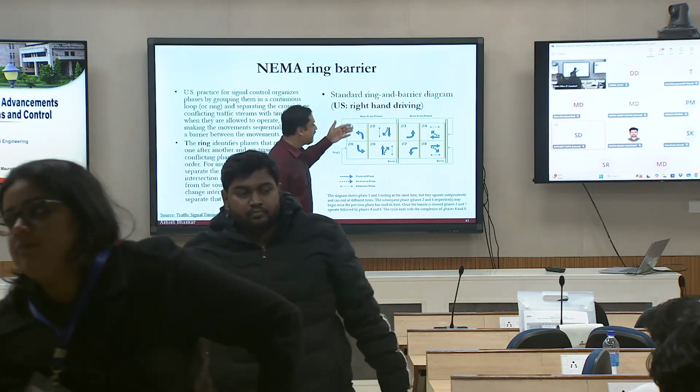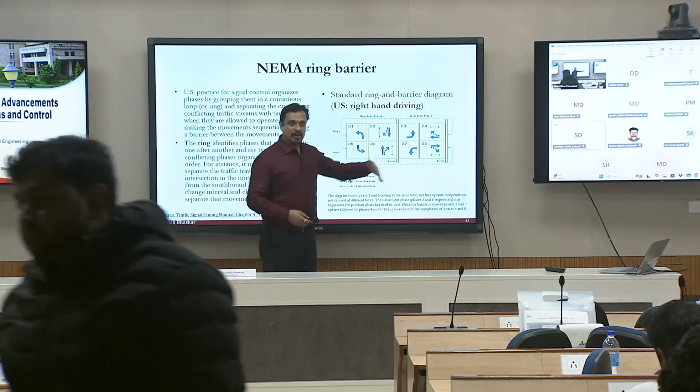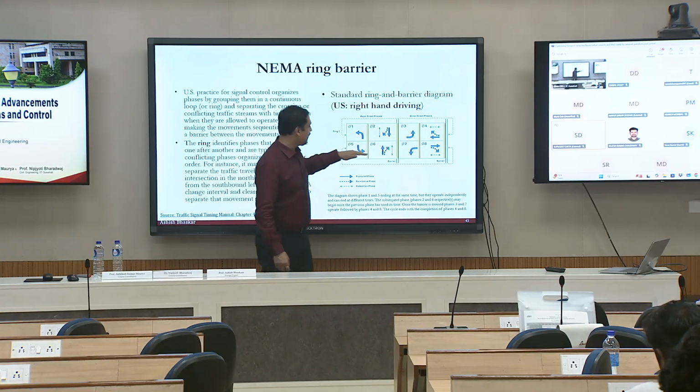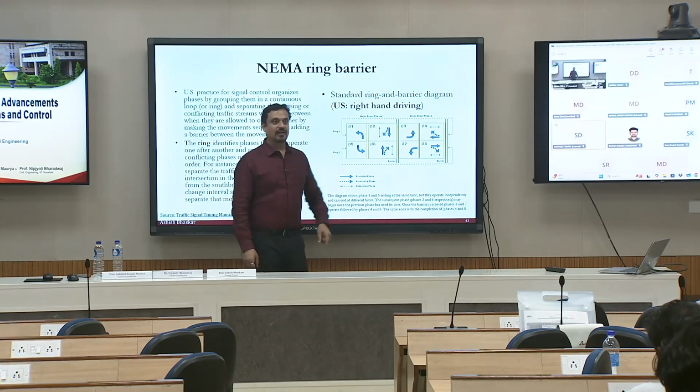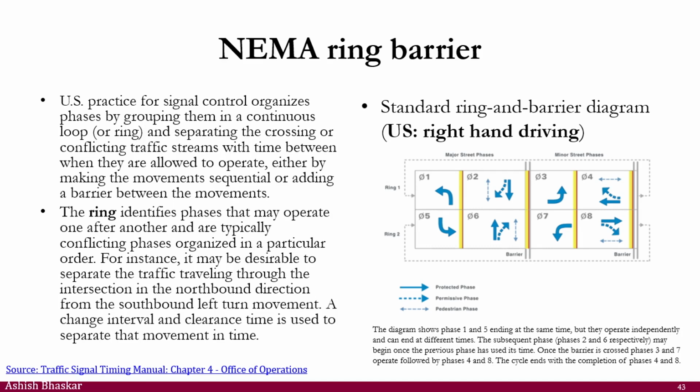You have 2 rings. In this example, you can have more than 2 also. You have an upper ring and a lower ring, ring 1 and ring 2. For the way you define your phases, you have a barrier, and all the phases of the same ring are not compatible with each other. They should never occur together in general. And for a given portion of the barrier, the phases can work in parallel.